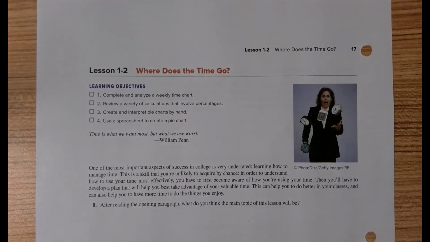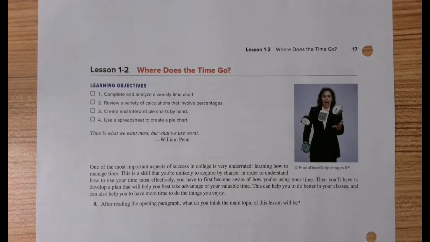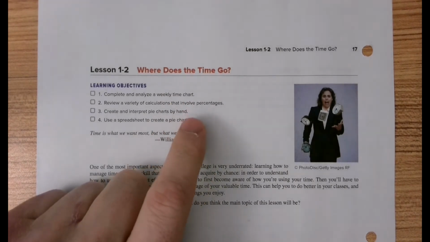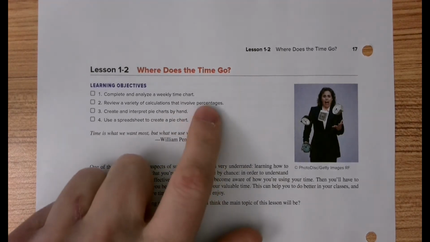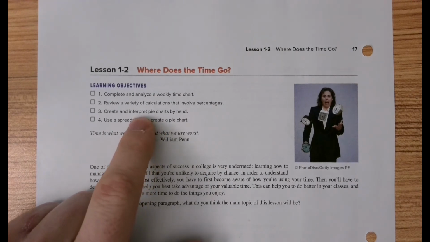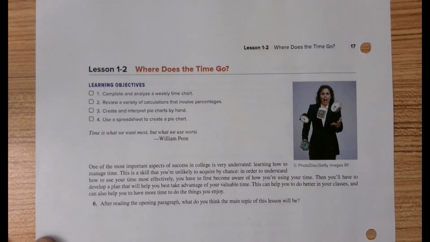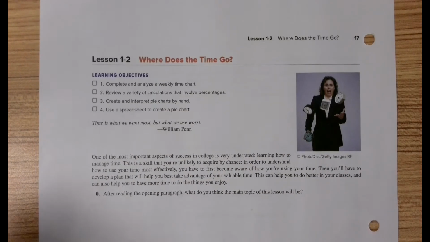Syllabus 1.2 has us really looking at how to create charts. So we're going to talk about a weekly time chart, and then we're going to use what we did in section 1.1 with percentages and do some calculations. And then really the big chart we're going to talk about is how do we create a pie chart. We're going to ignore the by hand. I'm going to show you how to do it in Excel and just do some calculations for the pie chart.